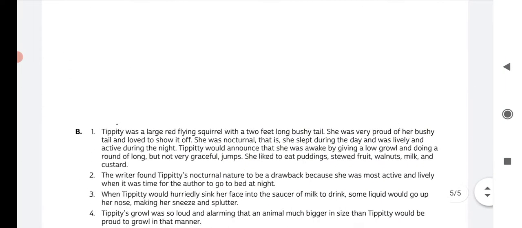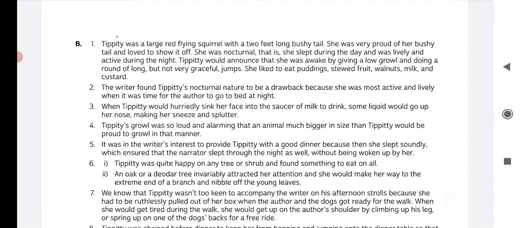Let's see the answer. Tippity was a large red flying squirrel with a 2 feet long bushy tail. She was very proud of her bushy tail and loved to show it off. She was nocturnal, that is, she slept during the day and was lively and active during the night. Tippity would announce that she was awake by giving a low growl and doing a round of long, but not very graceful, jumps. She liked to eat puddings, stewed fruits, walnuts, milk, and custard.